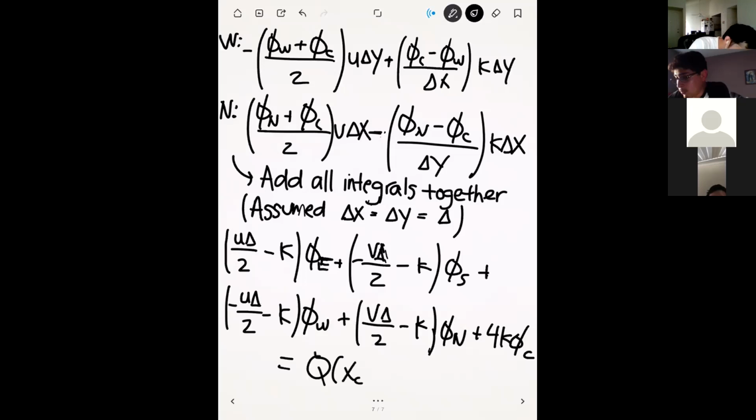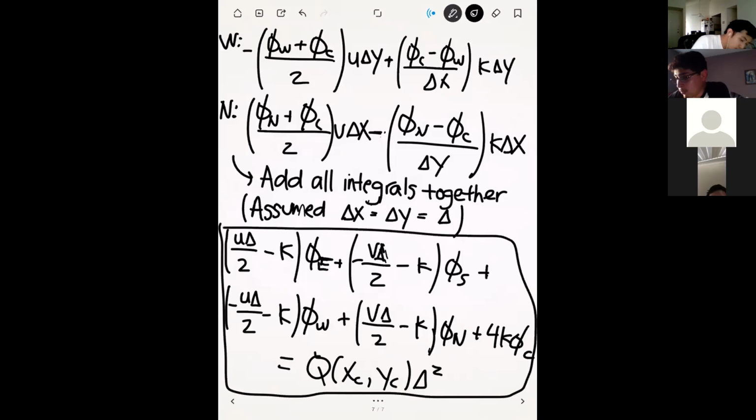And then we can't forget our source term. Our source term on the right, after we apply our trapezoidal rule, is q of x_c comma y_c times delta squared. So this equation that I boxed right here is the equation that you can apply for an interior cell for convection and diffusion.